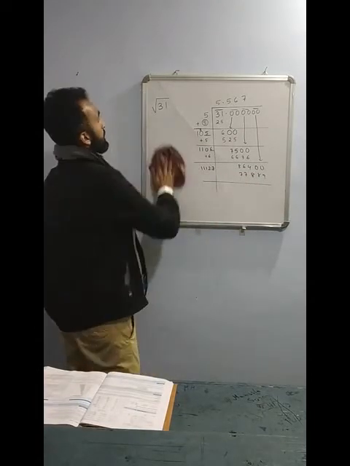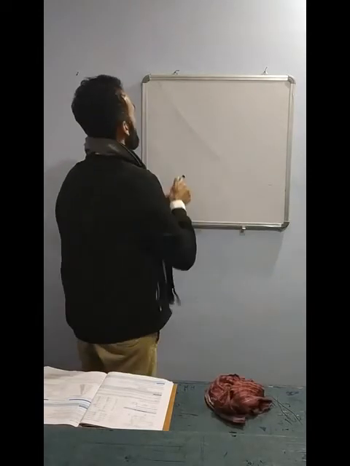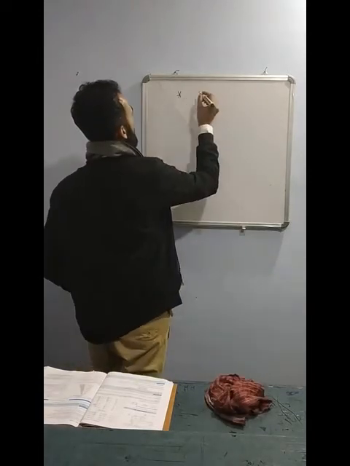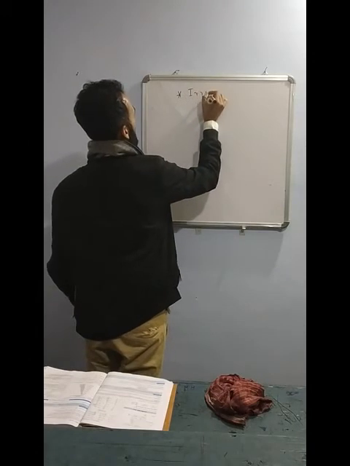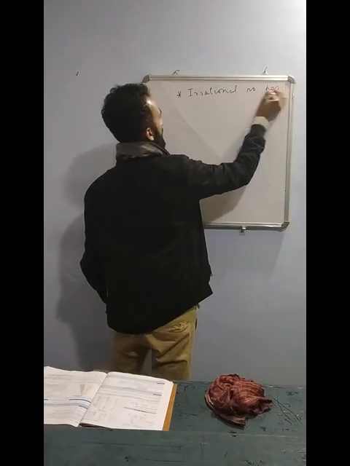Is it clear? So I will write down one very important point here. Very important point here. Irrational number has what?